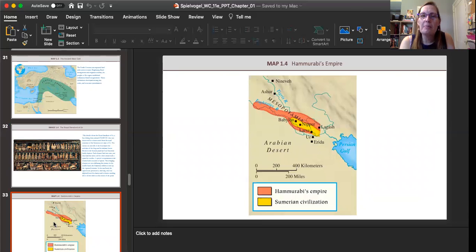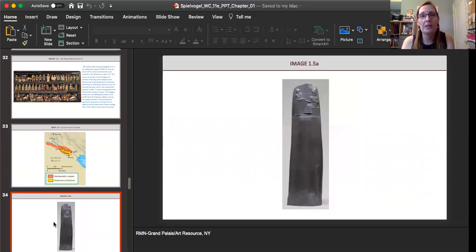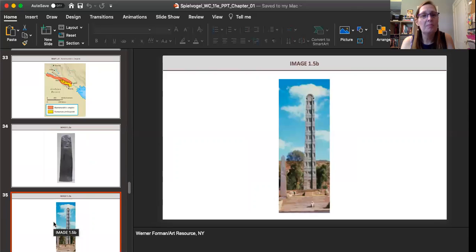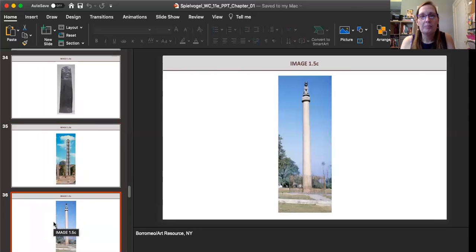Here's Hammurabi's empire, and of course, Sumerian civilization. Sargon will become the first emperor who will conquer the bulk of the Sumerian city-states, the Mesopotamian city-states, and set himself up as emperor and create the Akkadian Empire. Hammurabi's stelae, where he put the laws for all to see. As you can see, more stelae.